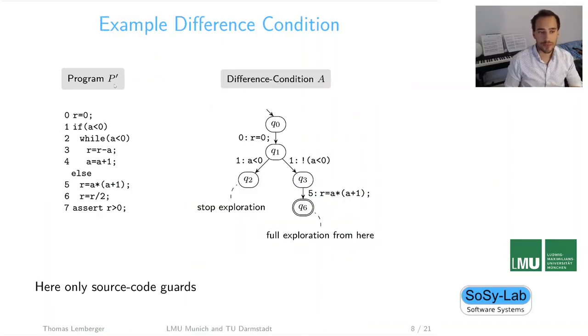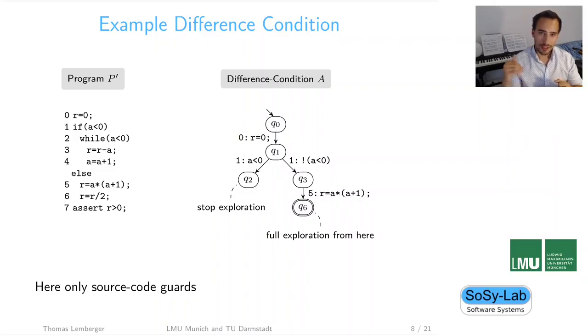Let's look at an example. We have our modified program P prime on the left, and we want to tell the verifier to only look at the else branch and ignore the if branch. So our condition starts with an initial state q0, and it tells the verifier, if you encounter line 0 with statement r equals 0, go to state q1. And this is a source code guard. It tells the verifier what to do if a certain syntax line, a certain source code line, is encountered.